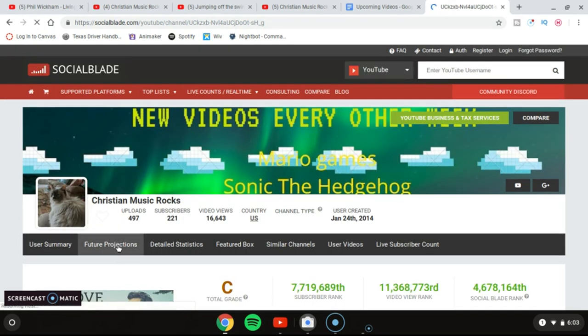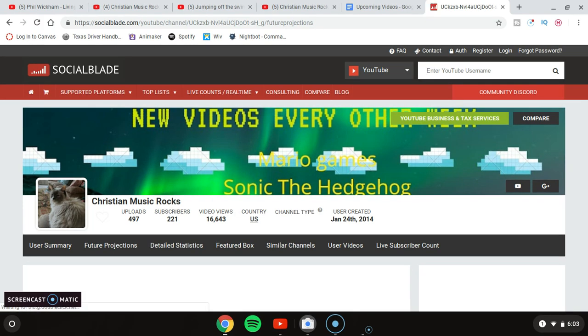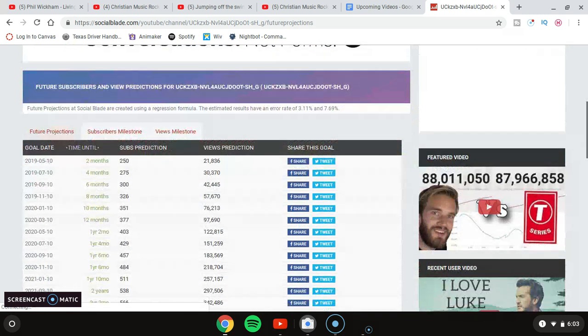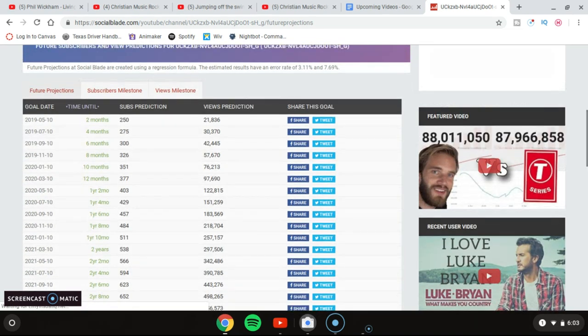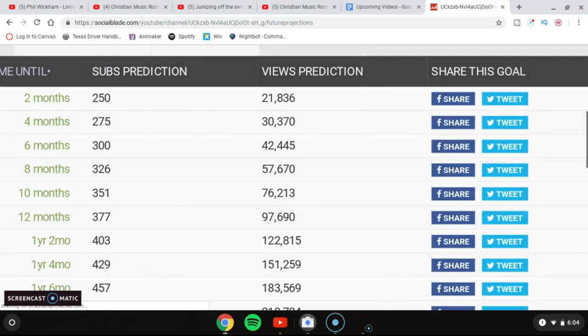You can look at your future projections. This one estimates when you will get X number of subscribers in X number of years. So look, it shows goal date May 10th, 2019, time until 2 months, and it calculates the prediction of how many subs you will have. Or the views, it predicts the views you will have. Okay, and you can share the goal.